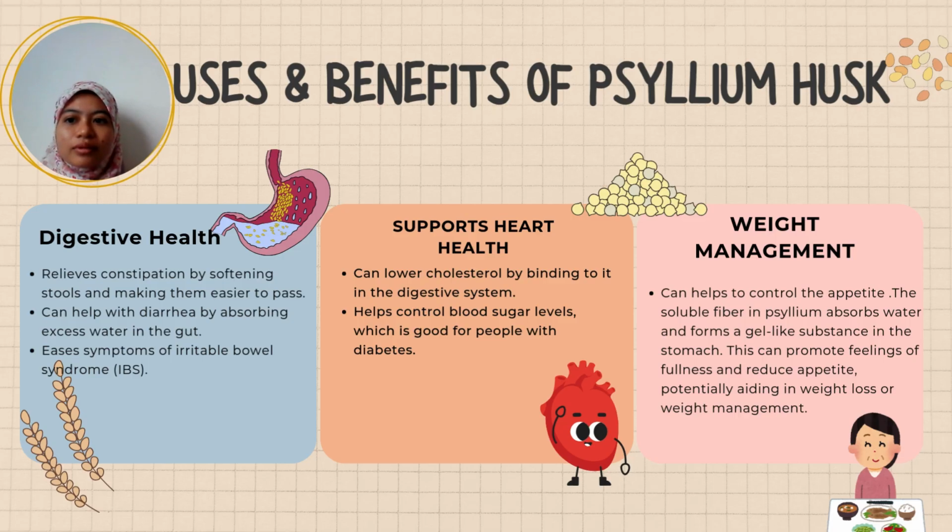Interestingly, Psyllium also can help with diarrhea by absorbing excess water in the intestine, making stool firmer and more manageable. It can help with IBS, both constipation and diarrhea, by balancing bowel movement.